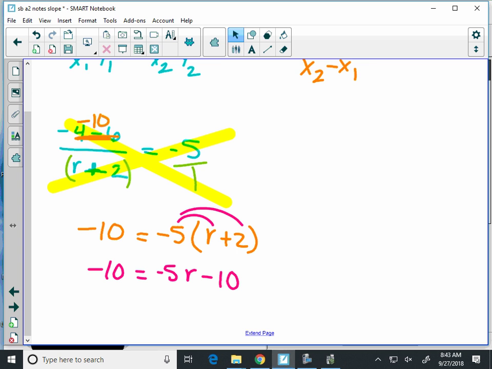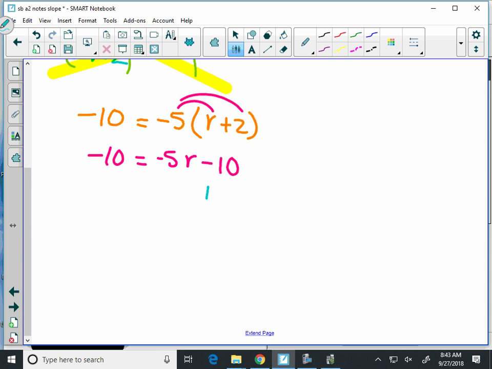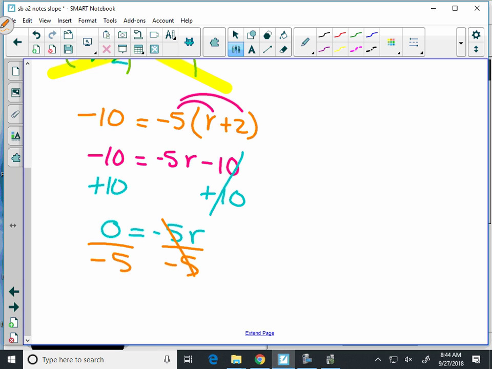When solving for r, what do we have to do with the negative 10? Add it. Okay. It cancels out here. What's negative 10 plus 10? That's 0. Leave it as 0. And then what do we have to do with that negative 5? Divide it. And again, 0 divided by anything is 0. So that's our r.